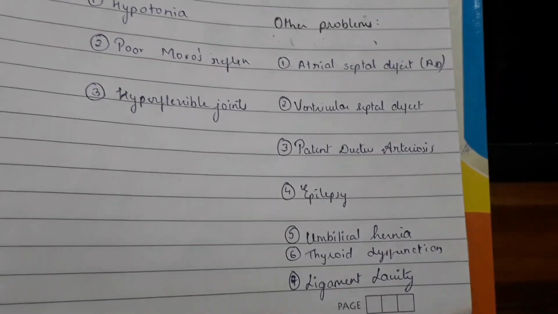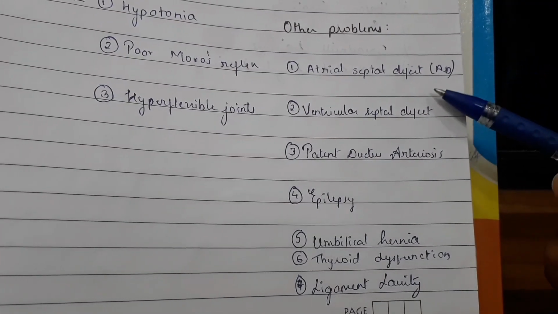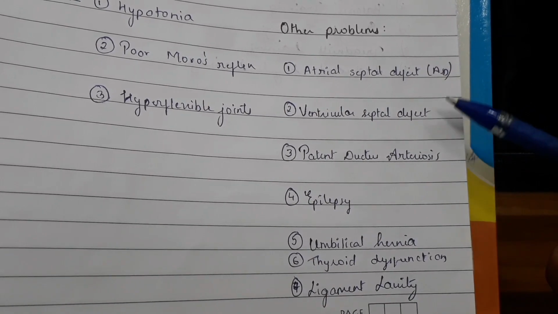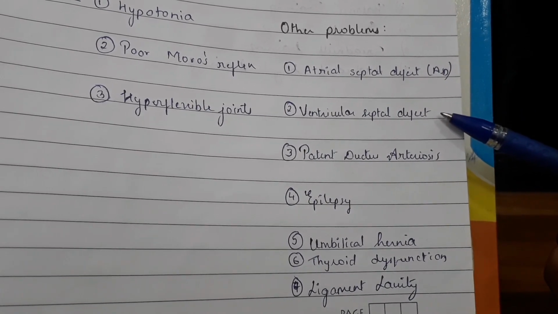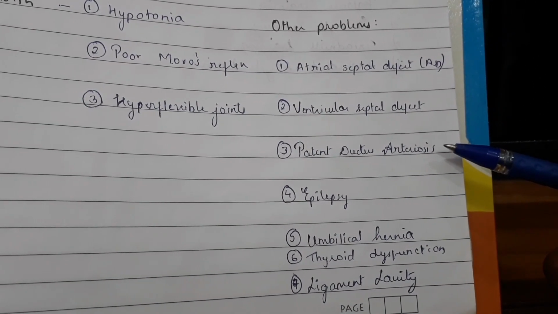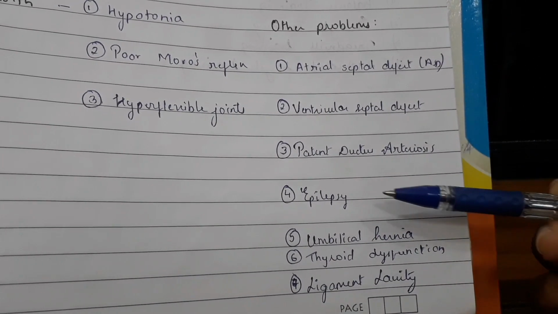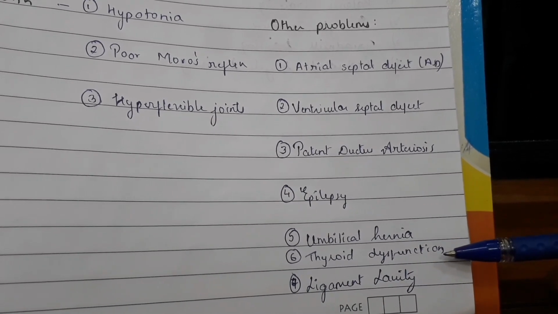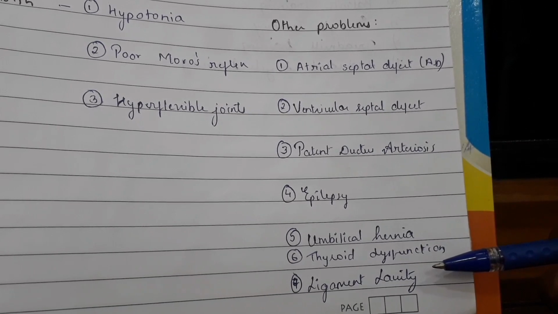Other problems associated with Down syndrome include atrial septal defect, ASD, ventricular septal defect, VSD, patent ductus arteriosus, PDA, epilepsy, umbilical hernia, thyroid dysfunction, and ligament laxity.